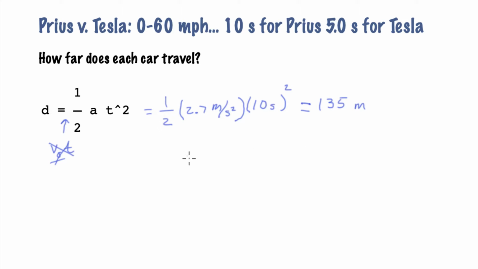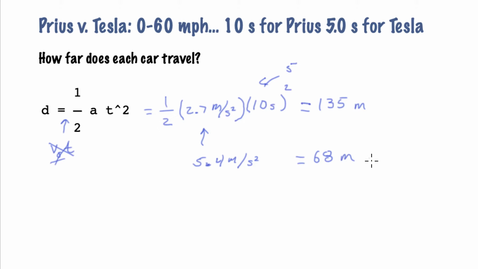Now what if you're redoing the same thing for the Tesla? Well, instead of 2.7 meters per second squared, you would plug in 5.4 meters per second squared, and instead of plugging in 10, you've got to plug in 5 seconds. So if you redo the calculation, 25 times 5.4 divided by 2, I get 67.5, or around 68 meters. Let's round that up to 68 meters.